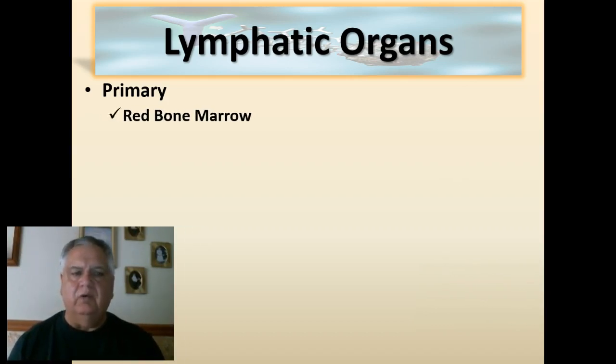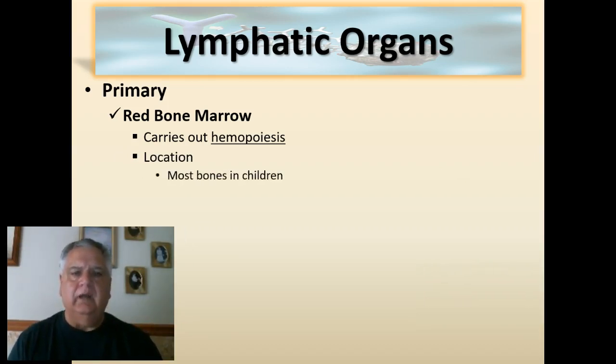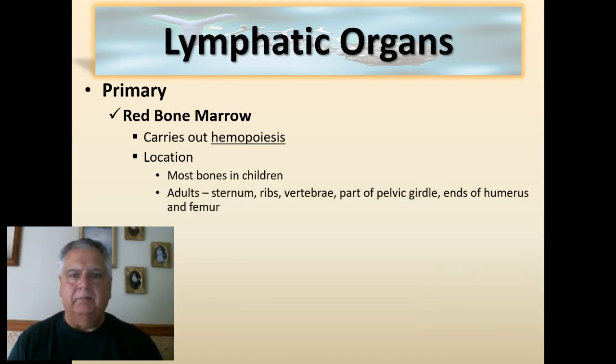The first one we take a look at is the red bone marrow. We've talked about red bone marrow before, or at least you've talked about it in an A&P 1 class. We know that red bone marrow carries out hematopoiesis, the formation of the blood cells. The red bone marrow is located, as mentioned before, in most of the bones of children. And in adults, much of the red bone marrow converts to yellow bone marrow.